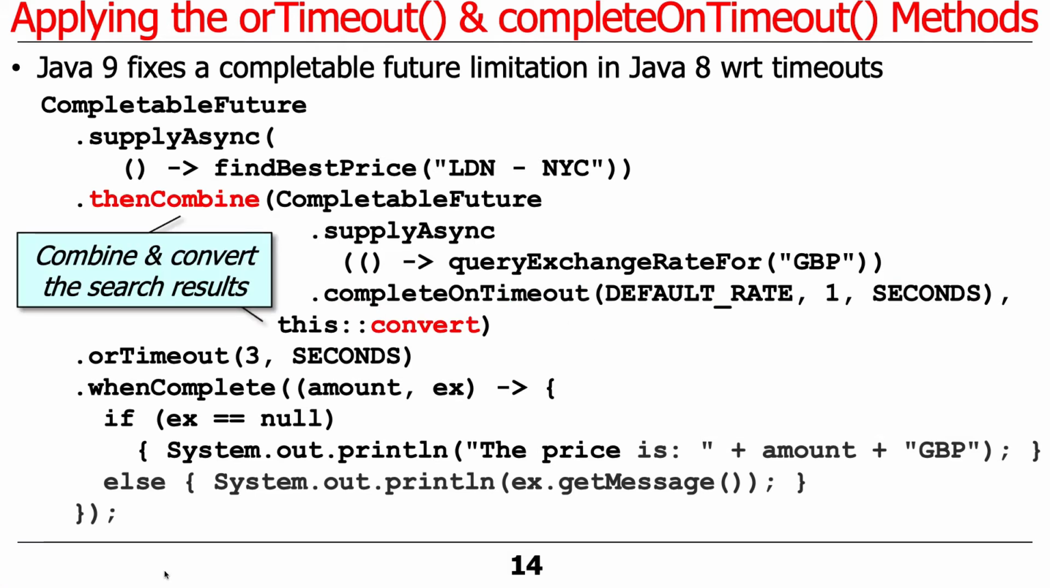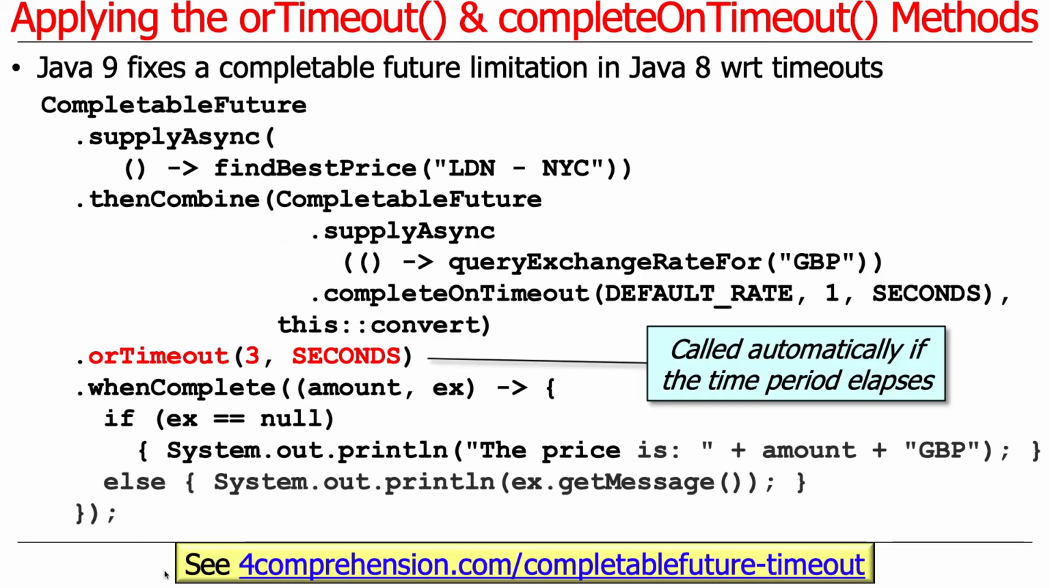We're then going to go ahead and use the thenCombine operation, which is the one that will trigger when both of the previous stages complete. So when we find the best price and we get the exchange rate, then we're going to convert the price, which we're going to assume comes back in dollars, into pounds. And so that's what's going to be the result of this. Now, if the whole thing takes longer than 3 seconds to come back with finding the best price and doing the exchange rate and so on, then we're going to time out.